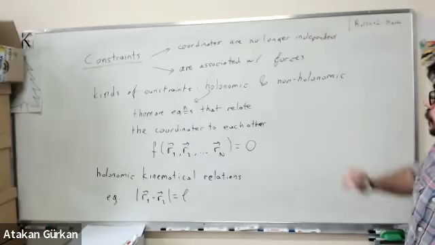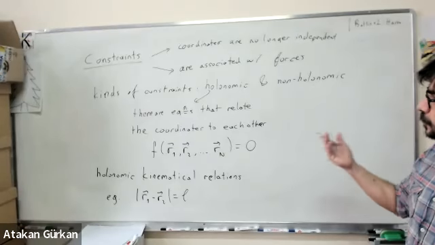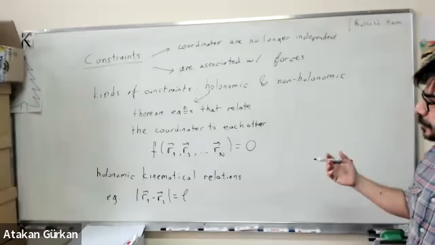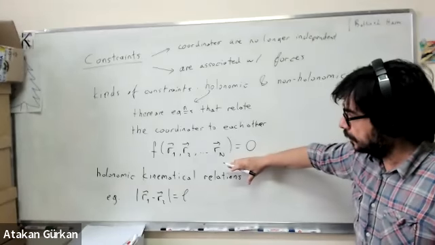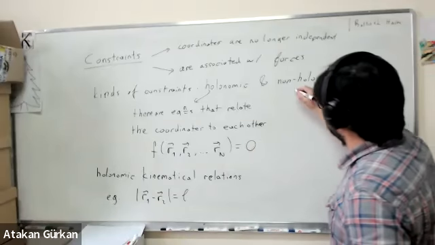Now, for non-holonomic constraints, there are a number of ways you can get constraints in the system that can't be expressed this way. One of them is that these could be inequalities.